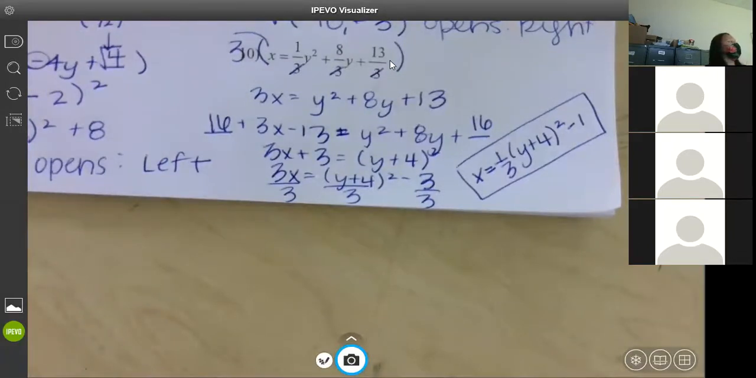-1, -4. Which way does it open? Right, because it's positive. And is it stretch or shrink? Shrink. Makes it fatter because it's a fraction. A fraction less than 1. How about that? All right.